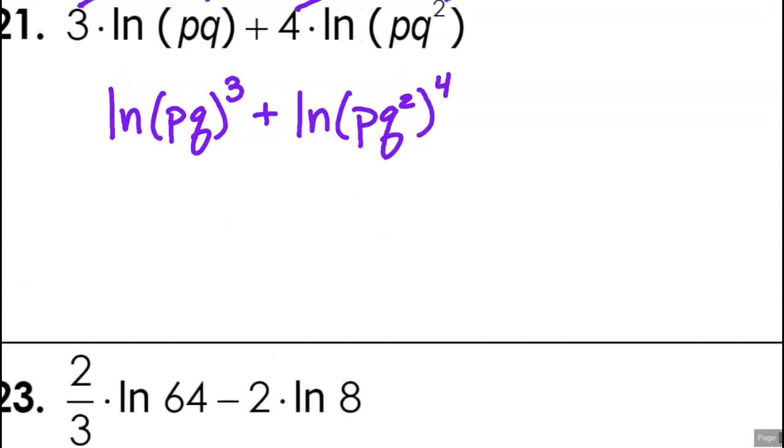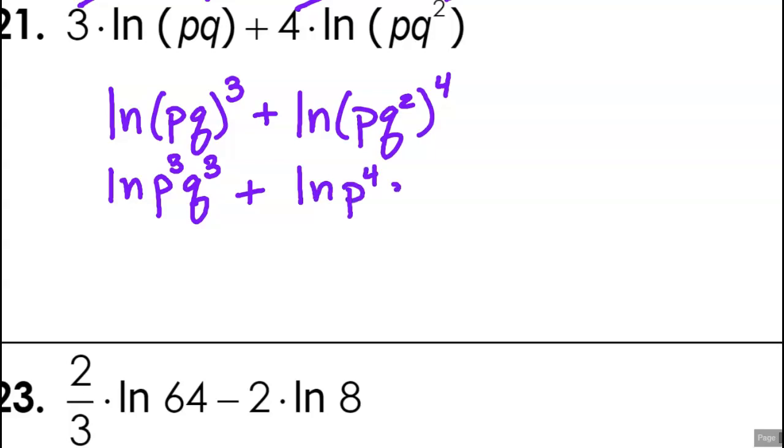If I have the natural log of (pq) raised to 3, what you can actually do here is distribute the exponent onto both of these variables. Same thing on the second log. You can distribute the 4 onto the p, and you can also distribute the 4 onto the square. And we multiply here, so 2 times 4 is 8.